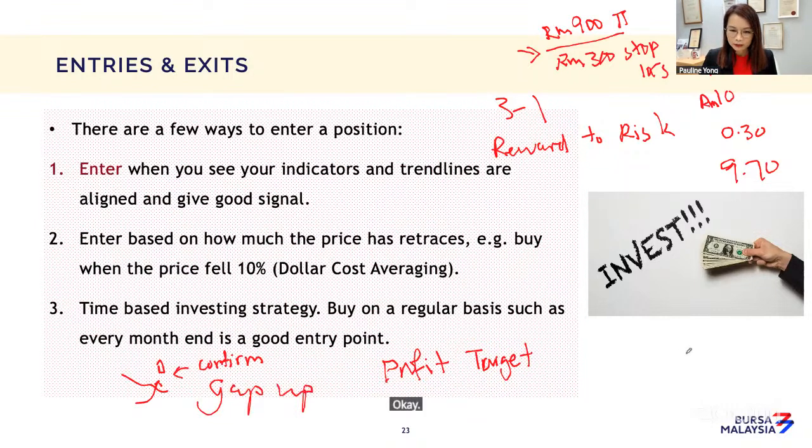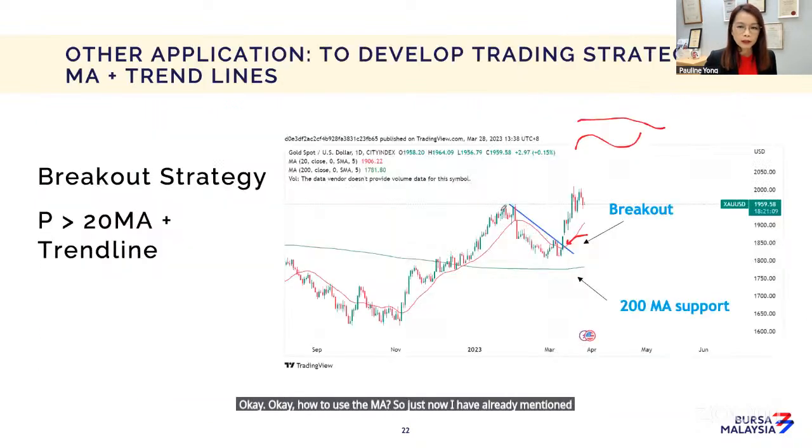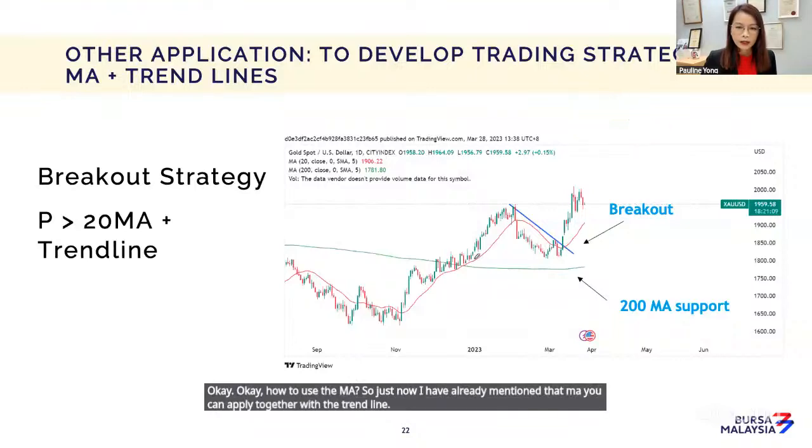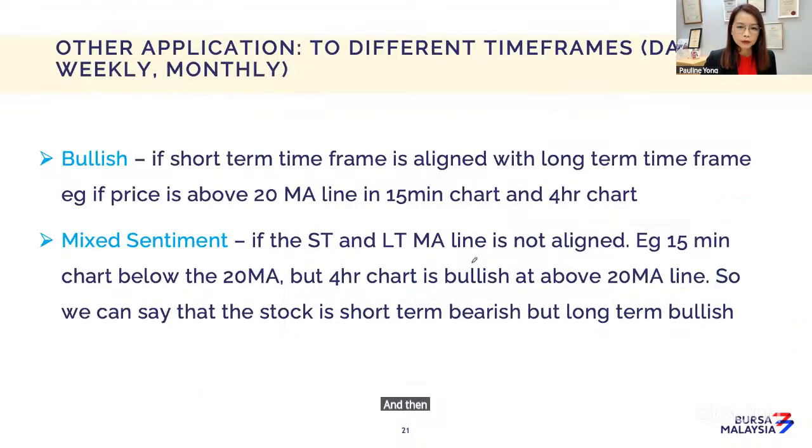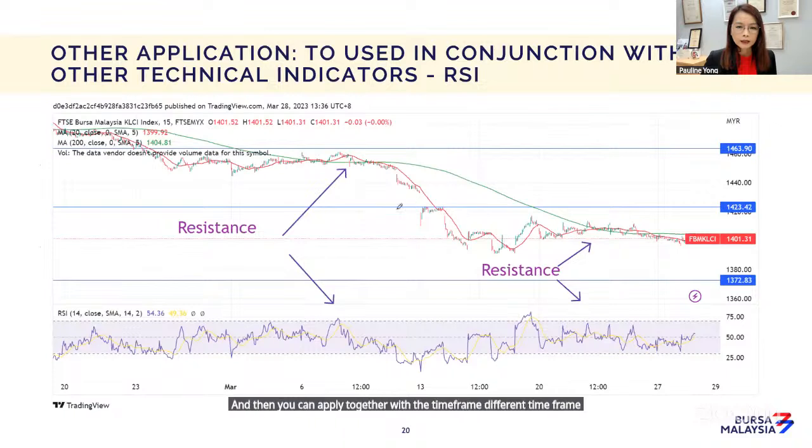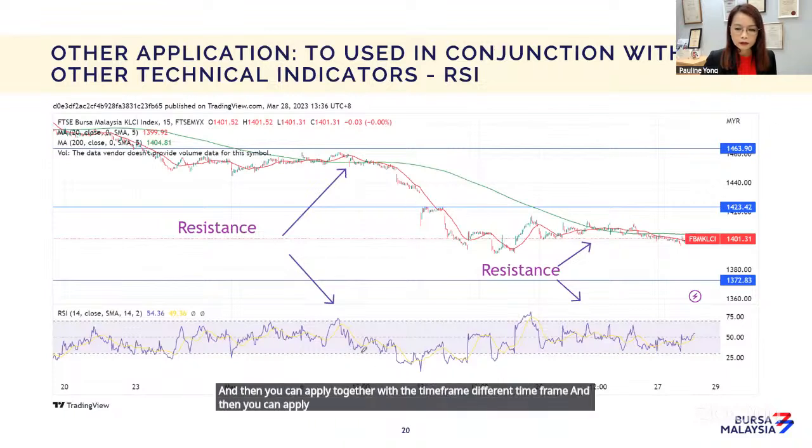How to use the MA? Just now I have already mentioned that you can apply the MA together with the trend line, and you can apply it together with the time frame. And then you can apply it together with other indicators, like RSI, to see the resistance.